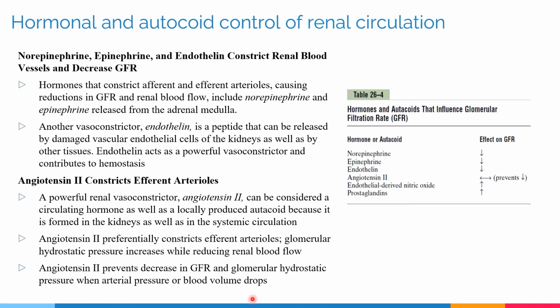In this particular table that is shown right here, we can show the relations between the different hormones or autacoids and GFR. As we have just discussed, norepinephrine, epinephrine, and endothelin decrease GFR, whereas angiotensin II can increase or decrease GFR as it affects the efferent arterioles, and as we have just seen, efferent arterioles have a biphasic reaction on GFR and thus they can increase or decrease, but essentially we can say that angiotensin II prevents the decrease of GFR.